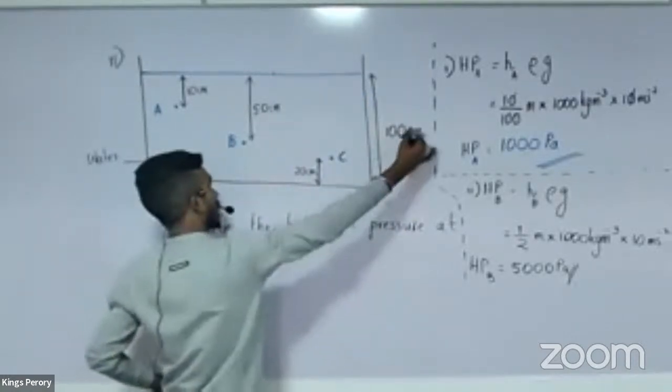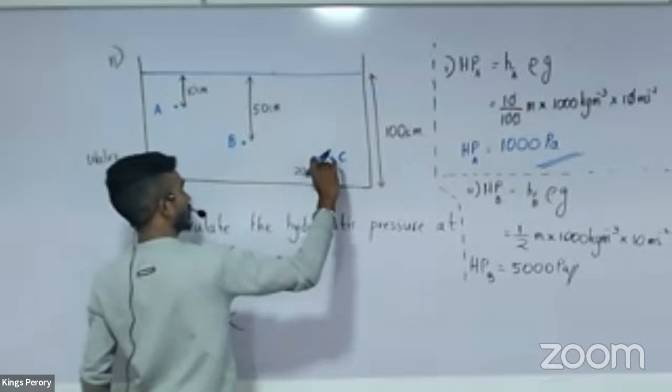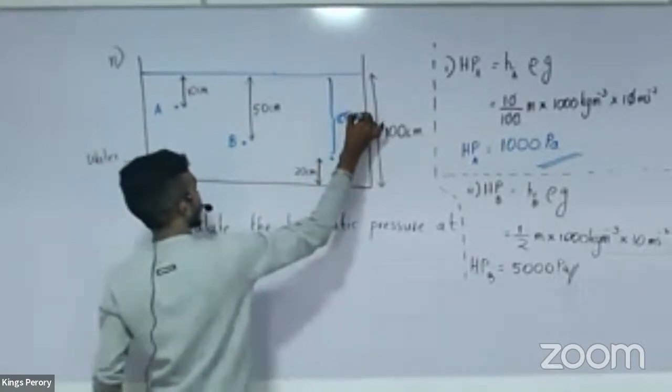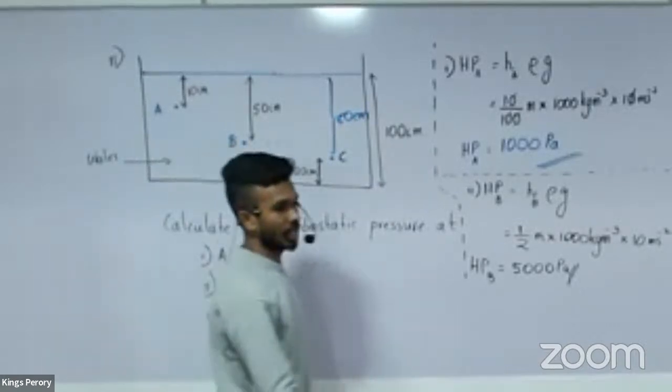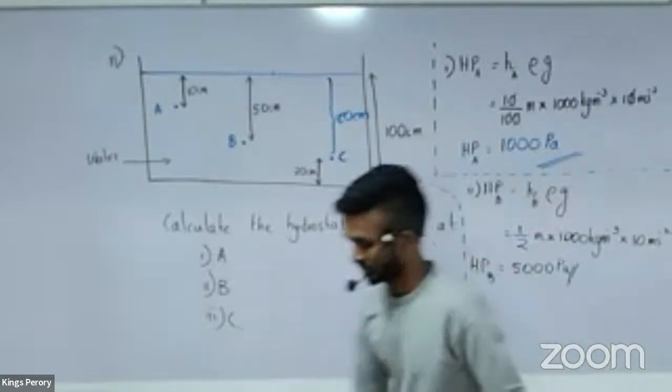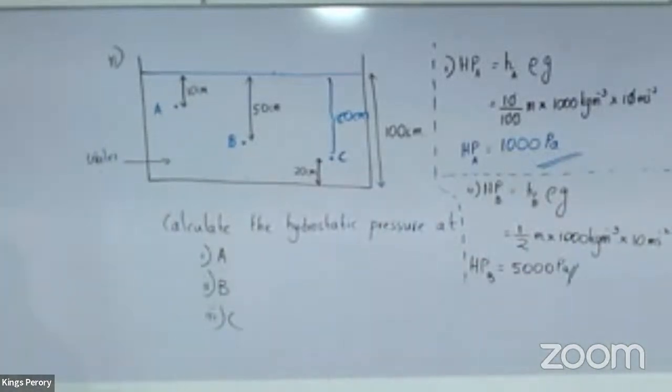Total length is 100. This length is 20. So what is the depth? How much? 80 centimeter. Okay. Eighty centimeter depth is there, density is there, g is there. Work.